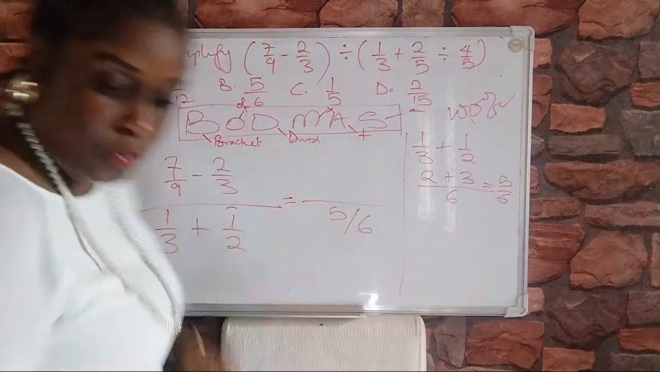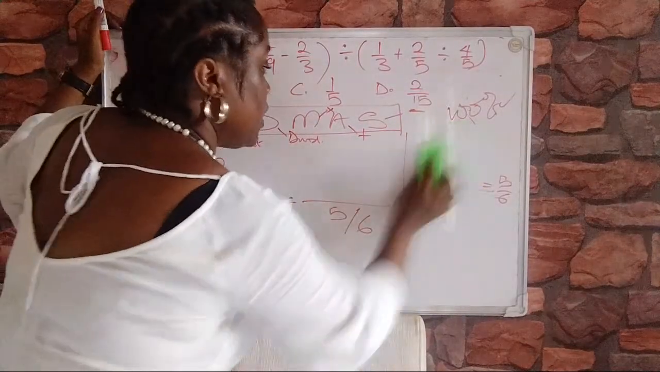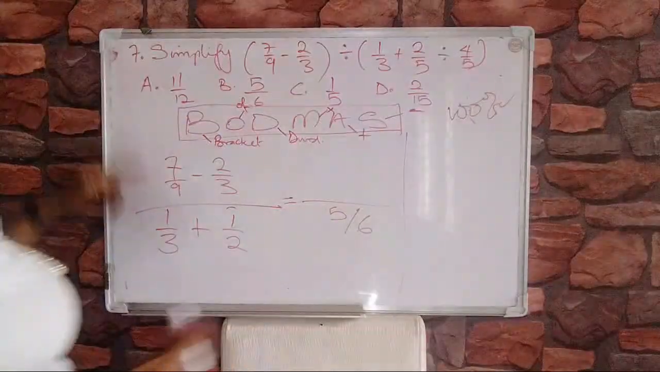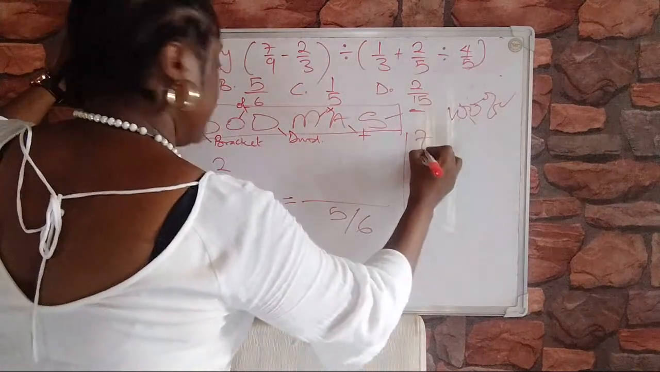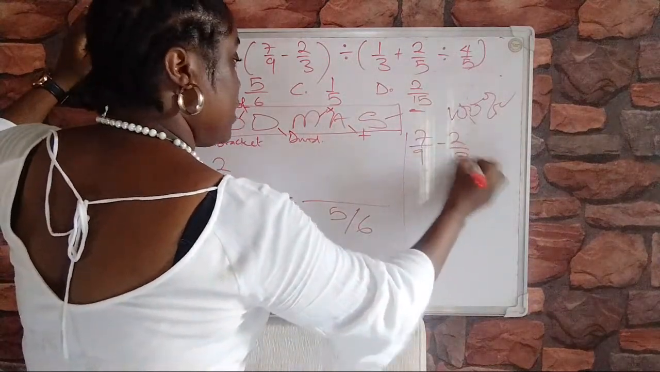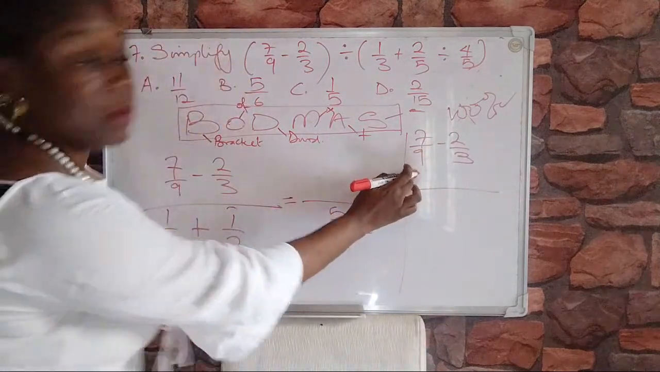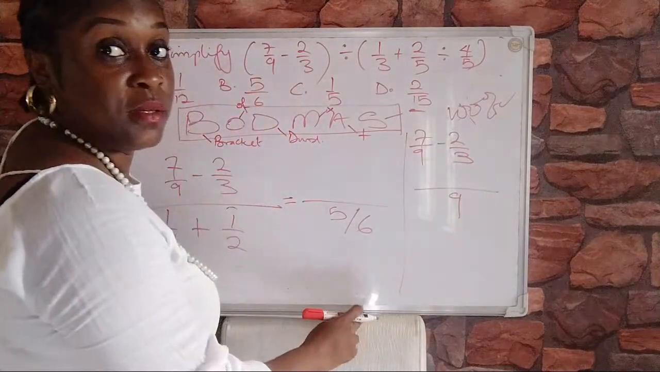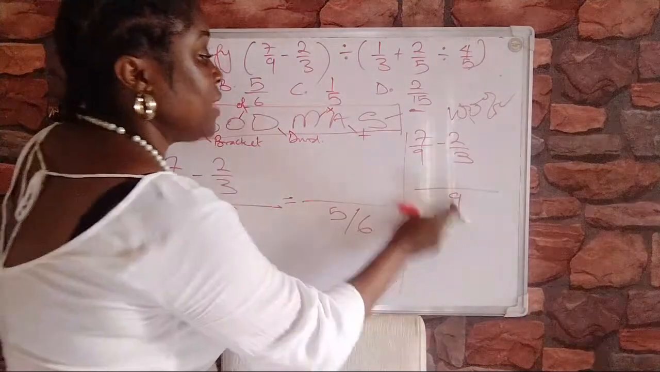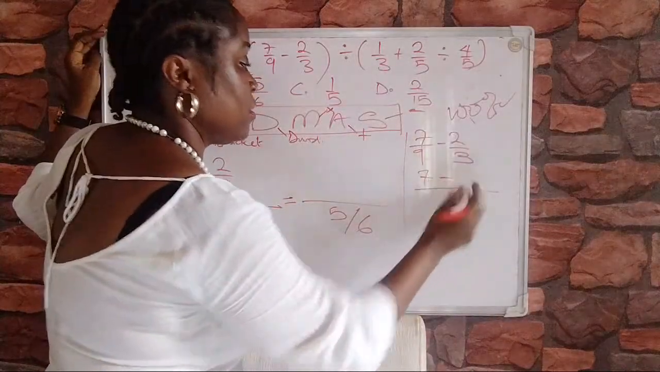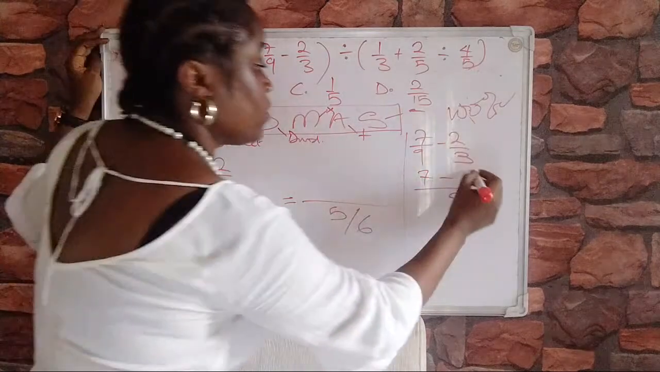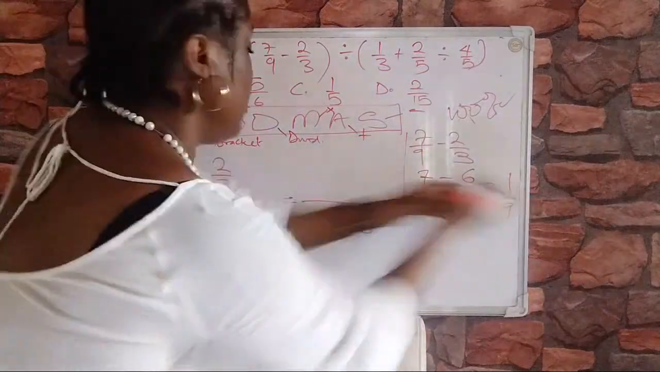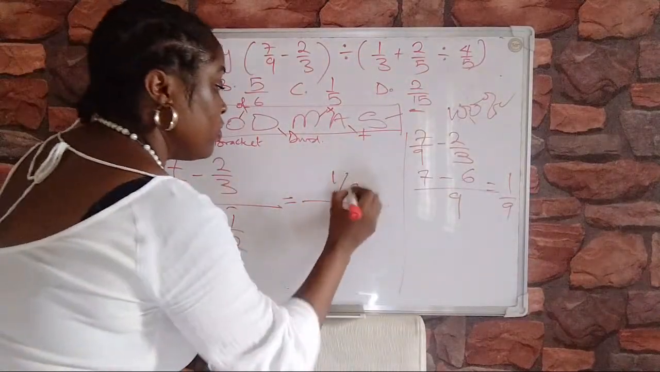So let's tackle this one quickly. So we're going to say 7 over 9 minus 2 over 3. The common denominator, the LCM of this will be 9 because it's already a multiple of 3, right? 9 divided by 9 is 1 times 7. 9 divided by 3 is 3 times 2, 6. Giving us what? 1 over 9. So we'll move this 1 over 9 and put it in the numerator, giving us 1 over 9.